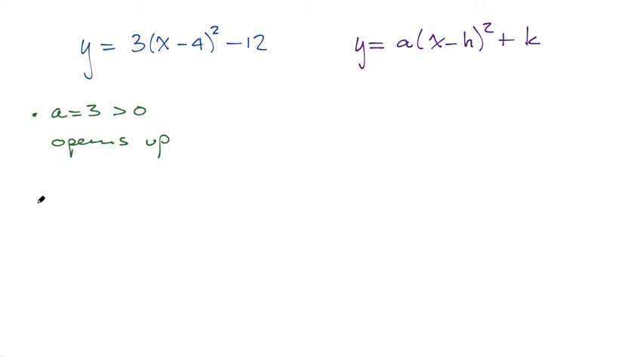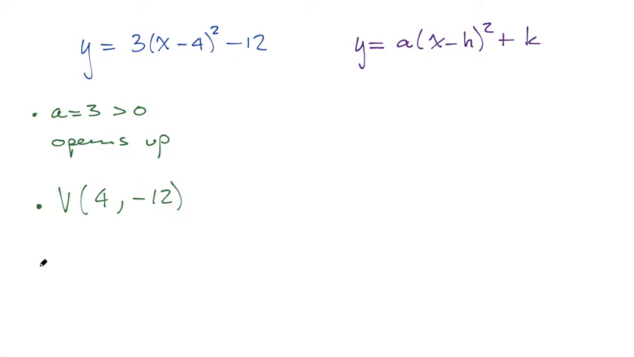What about the vertex? I know that h equals 4, k equals negative 12. So if I change the sign inside of the parentheses, I get a positive 4. And outside, I do not change the sign, I just copy it directly, giving me negative 12. I now have my vertex.